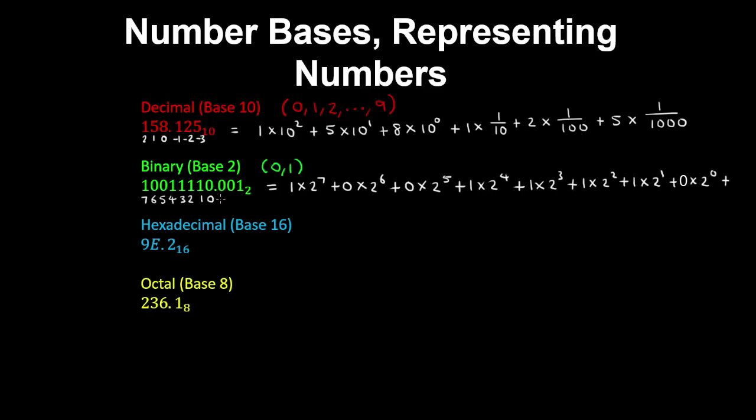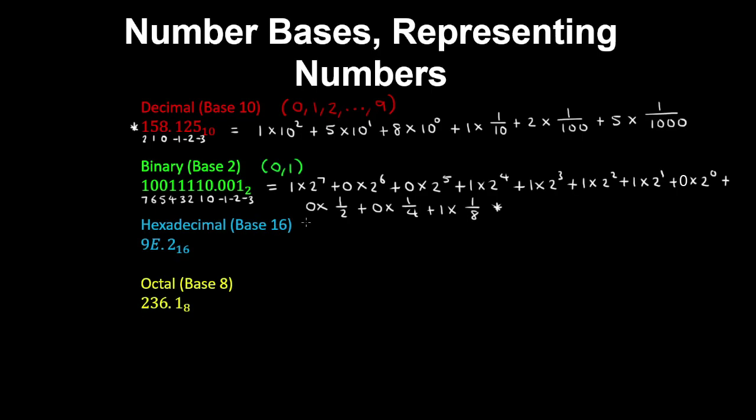And to the right of the decimal place, we multiply by negative powers of 2. So we have 0 by 2 to the minus 1, or 1 on 2, plus 0 by 2 to the minus 2, or 1 on 4, plus 1 by 2 to the negative 3, or 1 on 8. And adding these numbers together will give you the following number, which is represented in decimal or base 10.